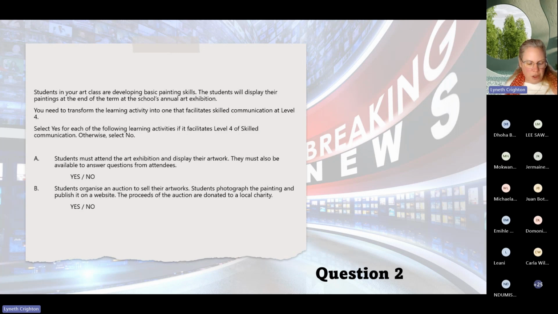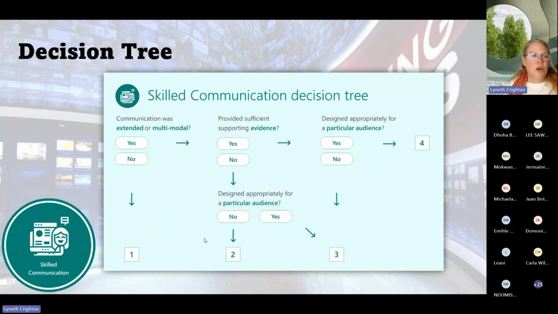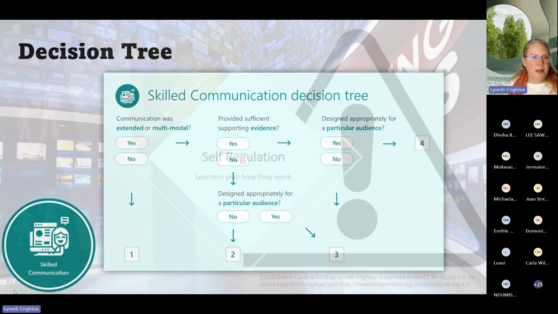on the second one, where they just put a photo, there are no second or extended ideas, and there's no supporting evidence of why they did what they did. So I would have said no to both of them. So that is what the rubric or decision tree looks like.